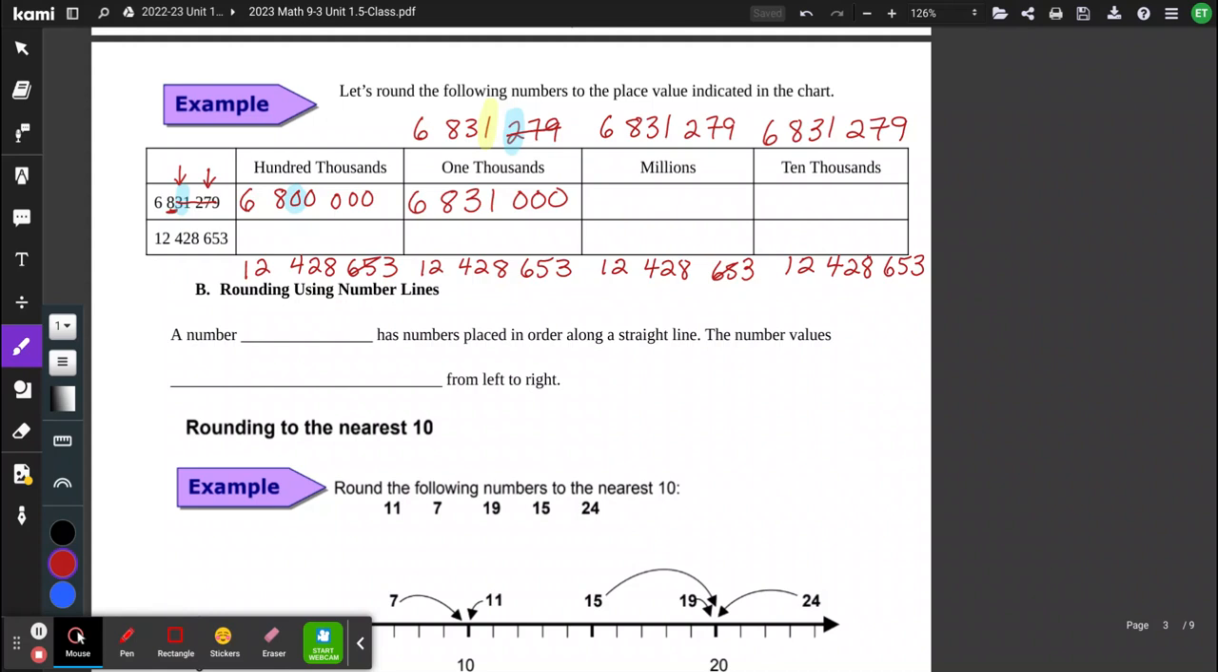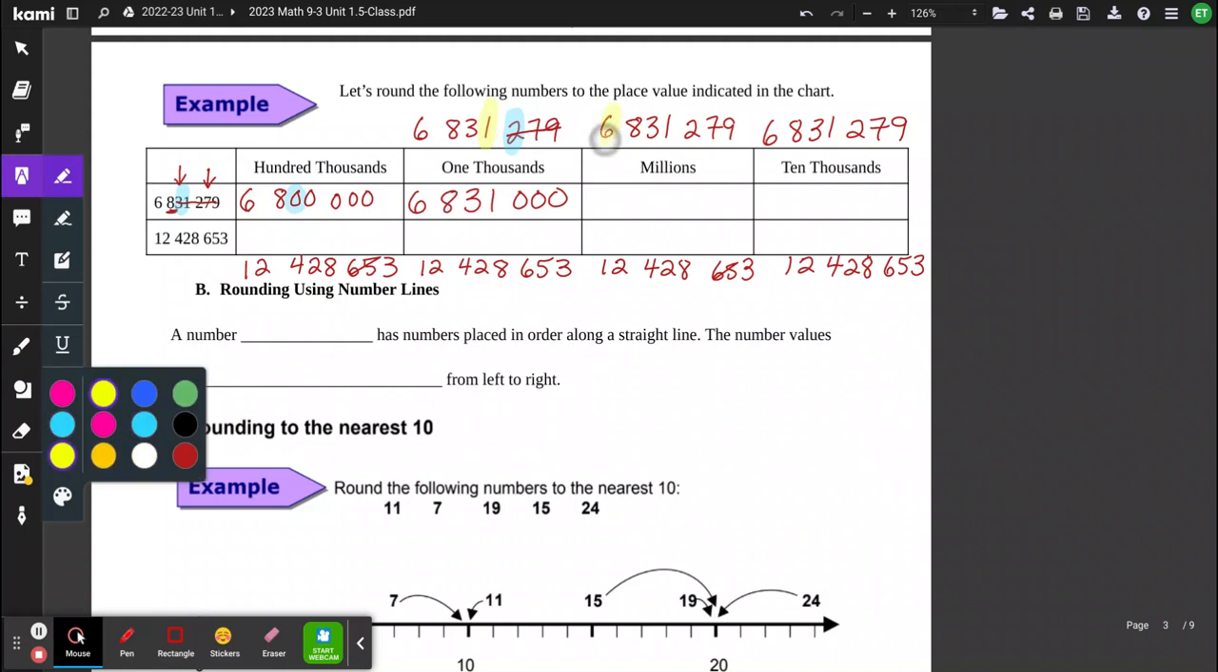All right, now we're going to look at the millions. If I look at the millions, here's my millions place value. That's our 6. So I have to look at the number right after it. What does the 8 tell the 6 to do, Riley?